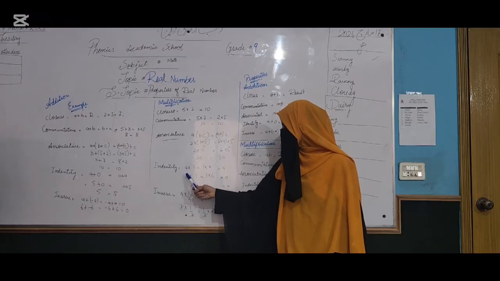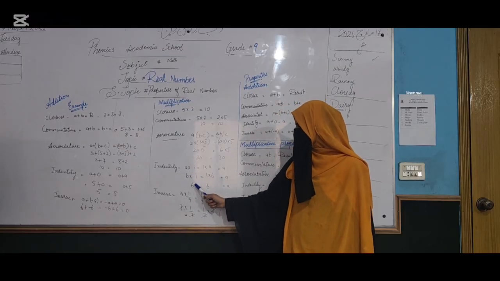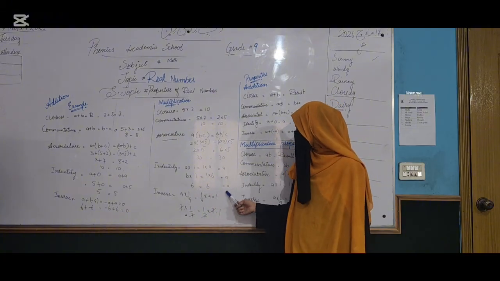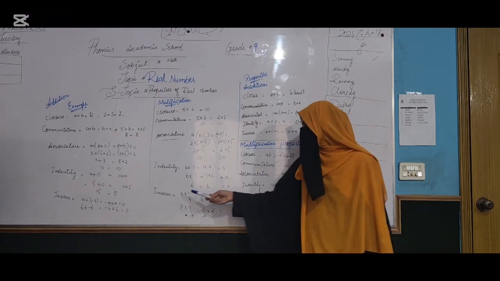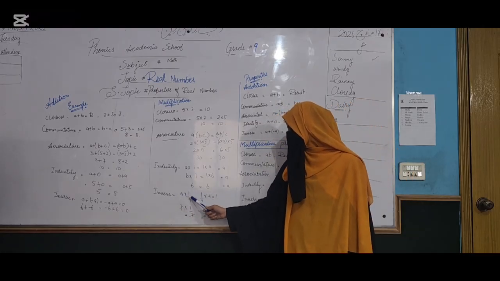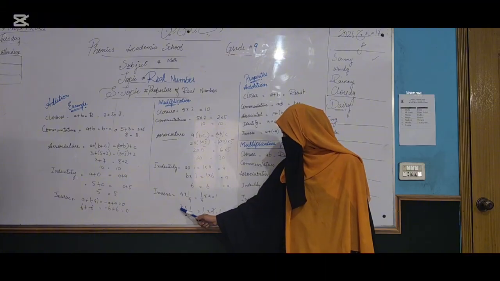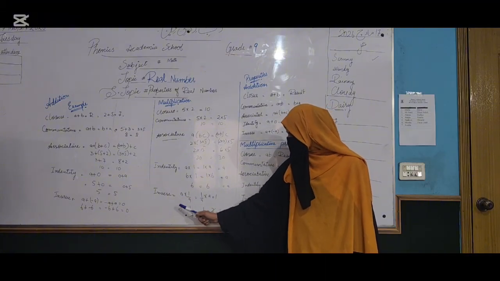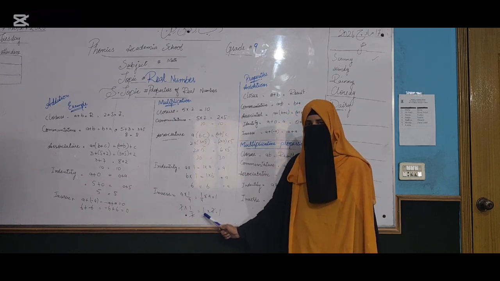For example, a is equal to 6 and you multiply by 1. 6 multiplied by 1 is equal to 6, and 1 multiplied by 6 is also 6. So the identity property gives the number itself as the answer. Then inverse property: a multiplied by 1 by a is equal to 1. For example, the value of a is 7, 7 multiplied by 1 by 7. 7 divided by 7 is equal to 1, and 1 by 7 multiplied by 7 is also 1.